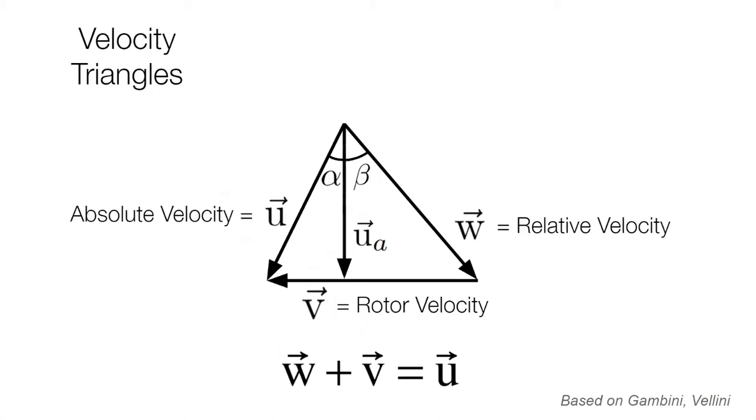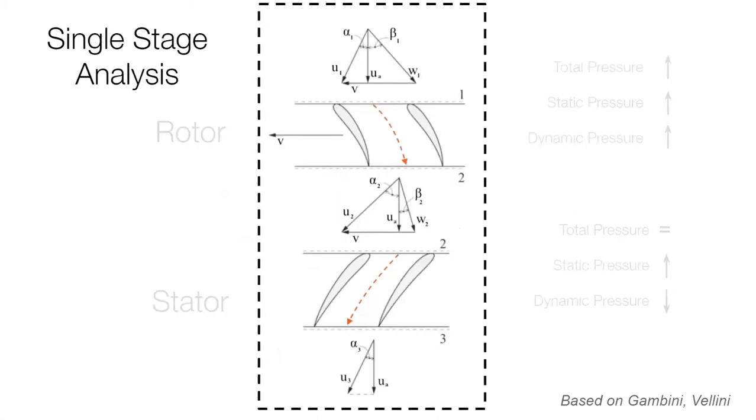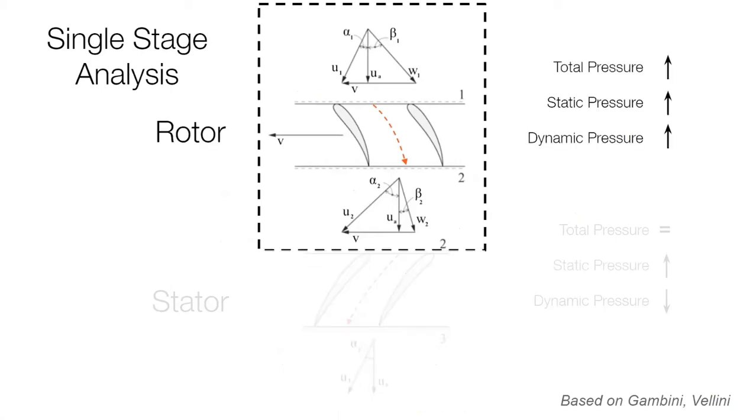We can apply this concept by looking at the cross-sections of the rotor and stator, with velocity triangles drawn before the rotor, and after the stator. At the rotor's entrance, the absolute velocity u is approximately axial, so the angle alpha is low. The rotors apply a force in the direction they are rotating, increasing alpha and the fluid's absolute velocity. This is reflected in the velocity triangle at the exit. The rotors are doing work on the fluid, increasing its total pressure.